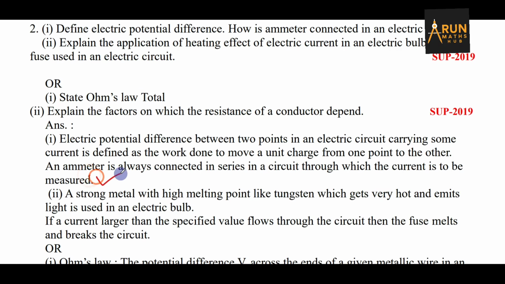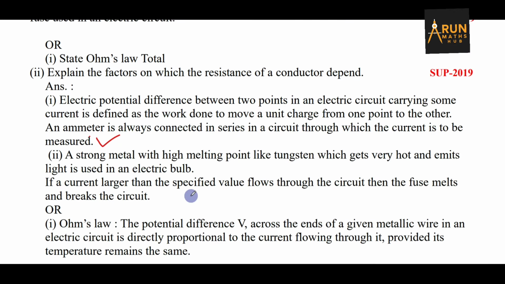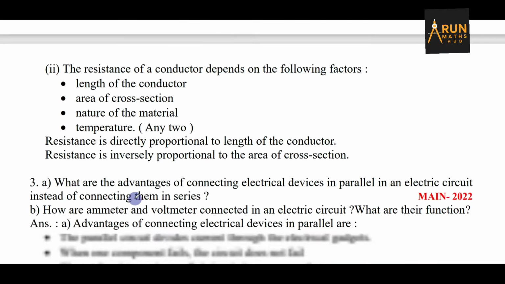How is the ammeter connected? Ammeter is always connected in series, and it is used to measure the current. A strong metal with higher melting point like tungsten, which gets very hot and emits light, is used in the electric bulb. See, if the current is larger than the specified value which flows through the circuit, then the fuse melts and breaks the circuit. Already we have learnt.